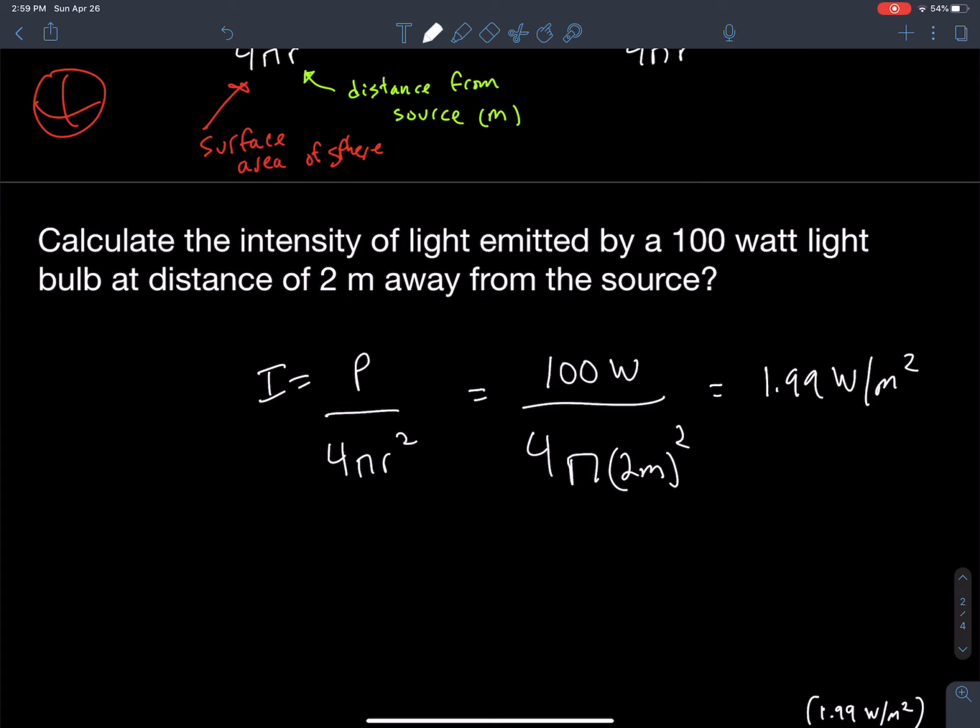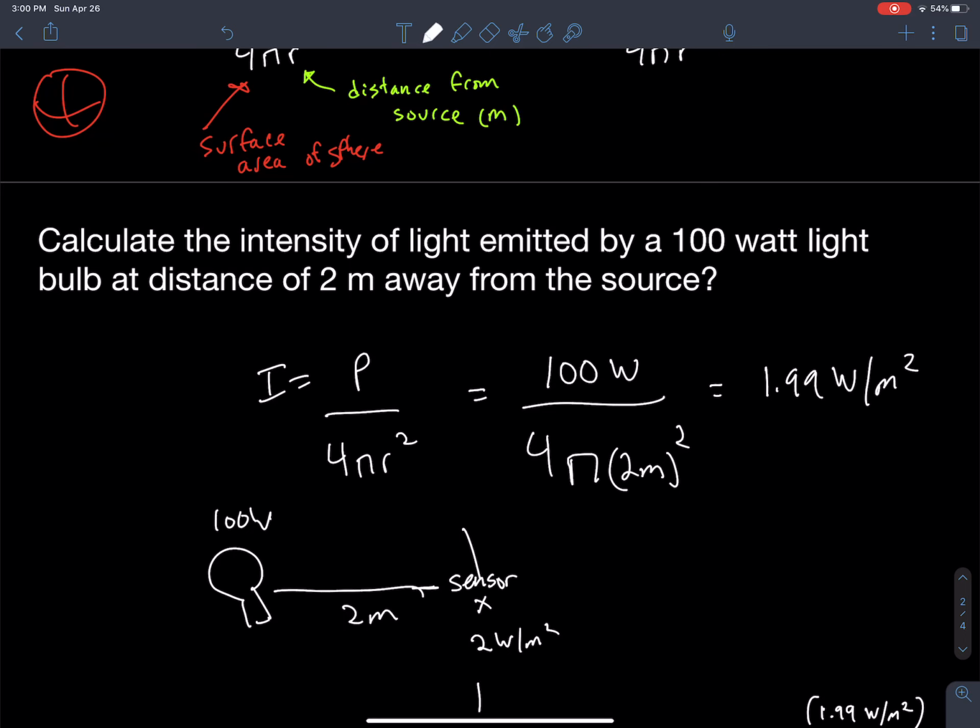So what does that mean? If this is my light bulb in the corner of my room, and it's a 100-watt light bulb, and I put a light sensor just 2 meters away, which is probably about how far you're sitting from a light in the corner of your room, then instead of it being 100 watts like the light bulb is, you're going to be down to 2 watts per meter squared, which is significantly less intense. You'll notice that the closer you get, the brighter that light bulb is going to get.